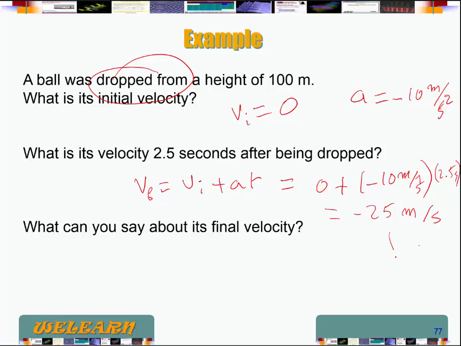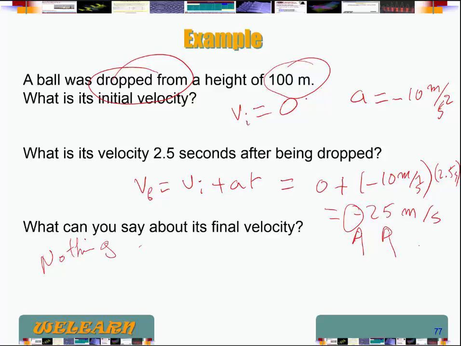So the magnitude of that velocity is 25 meters per second. Its direction is downwards because we have a negative sign here. What can you say about the final velocity? Without calculating it, nothing. But let's calculate it. It is dropped since we know the height that it's going to fall. We know the height is 100 meters, so we can find the final velocity.